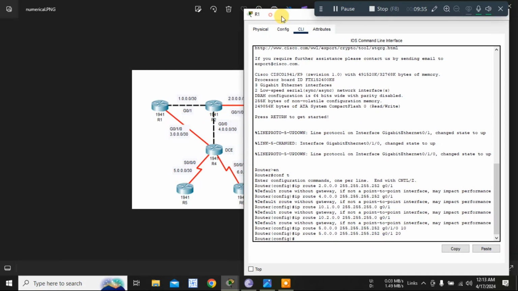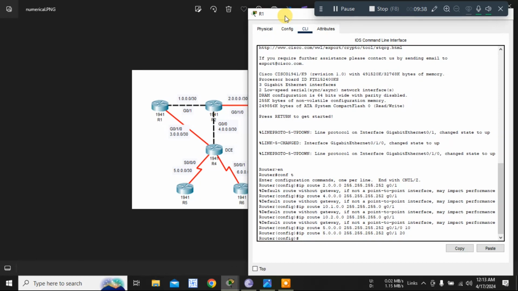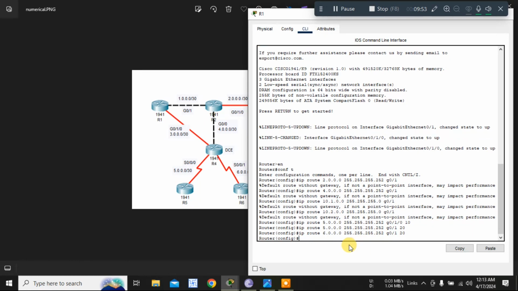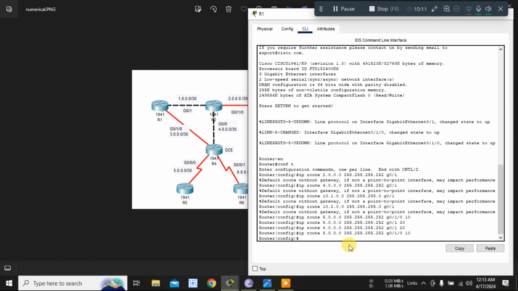Now let me do the routing for route number 6. Again for route number 6 it will be via gigabit with 20 and via the other with 10. So I have done for all the routes. So I have done for router number 1.